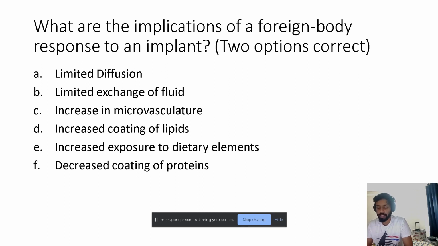Decreased coating of proteins again does not make sense. This fibrotic layer also often is adsorbed by proteins, so in fact, the opposite is true in most cases. Okay.